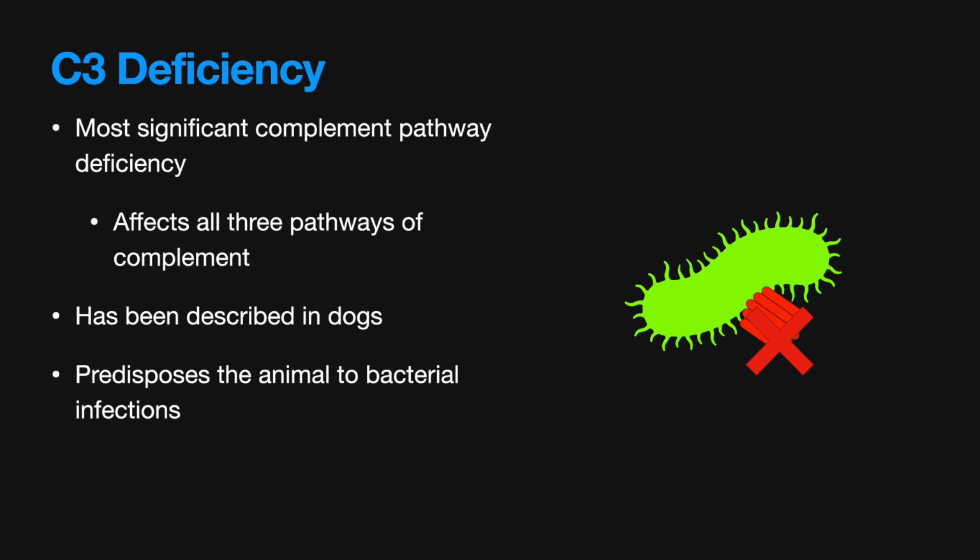C3 deficiency is the most significant complement pathway deficiency in mammals, as it affects all three pathways of complement. This condition has been described in dogs. It predisposes the animal to bacterial infections, as complement primarily targets those types of pathogens.